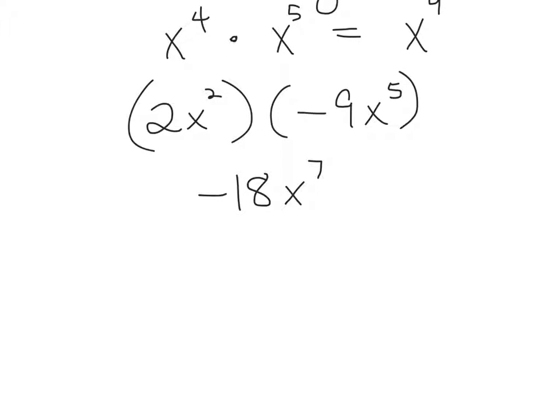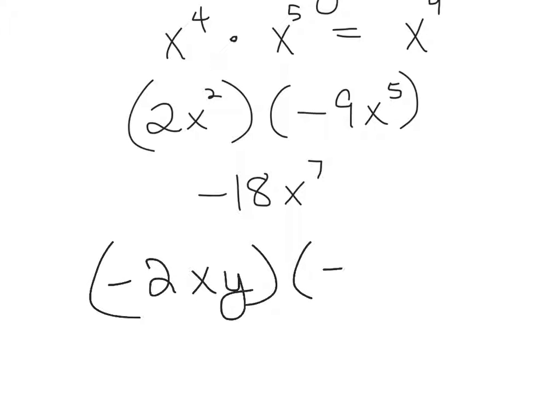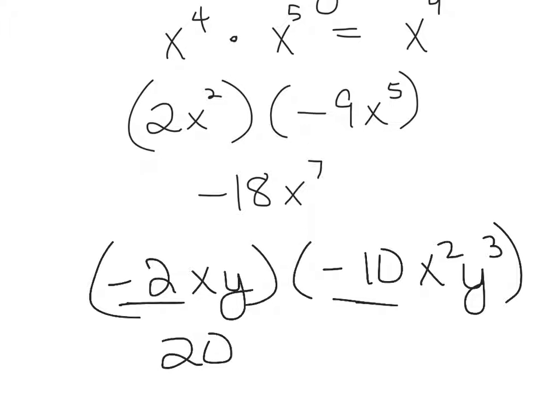So for example, if I have negative 2xy times negative 10x squared y to the 3rd, you're going to multiply the coefficients again, negative 2 and negative 10. Add the exponents. Remember this x and this y have a 1. So it'd become x to the 3rd, y to the 4th. So use your rules for integers.